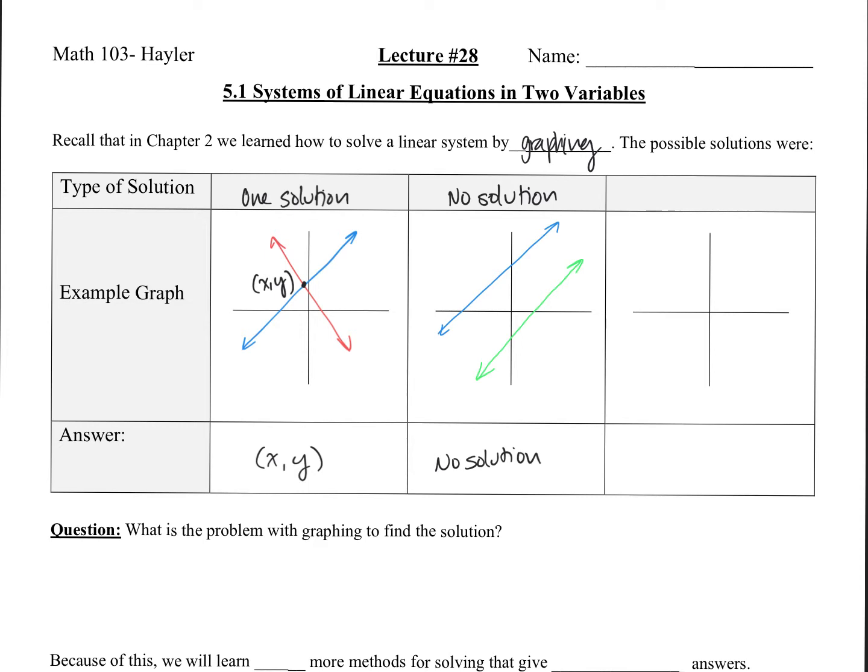And then there was one more. This is infinitely many solutions. So this is if we had two lines that actually ended up being the exact same line. Okay, so we would write infinitely many solutions. This would be the same line.